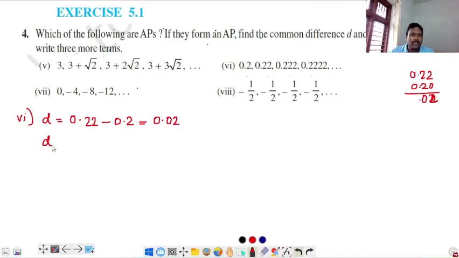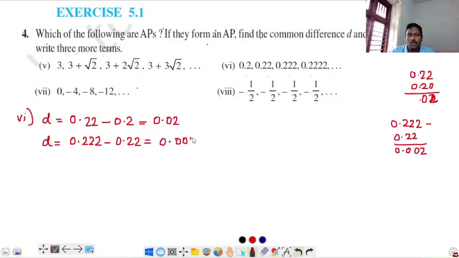Now we can find D for the next two terms, that is A3 minus A2, that is 0.222 minus 0.22. So we can check this one. What is the common difference here? 0.222 minus 0.22. So here we will get 2 minus 0 is 2, 2 minus 2 is 0, again 2 minus 2 is 0. So the answer will be how much? 0.002.